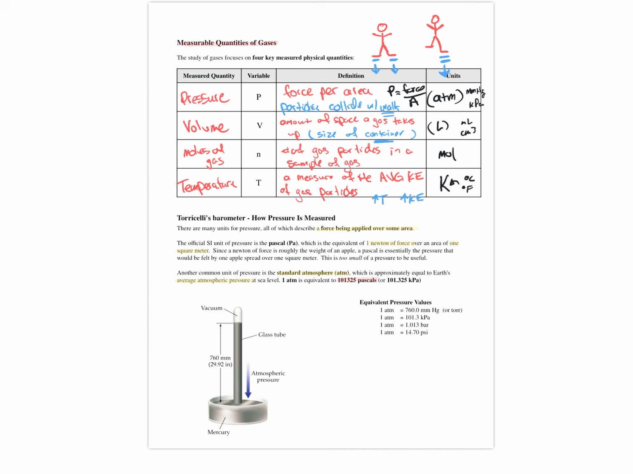Now, that's a big number, so we're going to use that in kilopascals. So instead of 101,325 pascals, it'll be 101.325 kilopascals. And that's what defines an atmosphere.